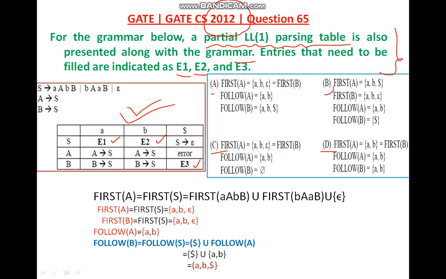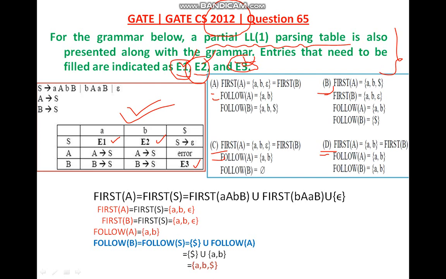So you don't need to bother about what E1, E2 and E3 are. They are actually entries made in the LL1 parsing table. They haven't asked you about E1, E2 and E3. They just ask which option is right, whether A, B, C or D is right. So let's check by eliminating options which one is right or wrong.